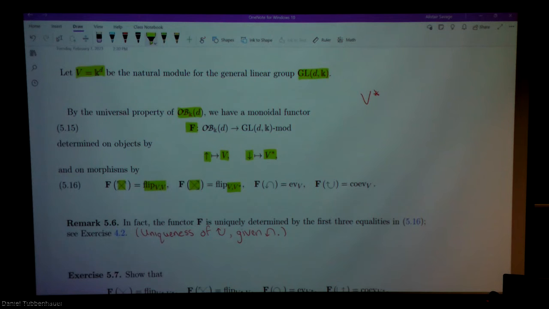And we saw this before when we did the example of duals. The left cap is sent to the evaluation map, and the left cup is sent to the co-evaluation map, right? So we saw those before. And that's all I need to do to specify it, because those are the generating morphisms. I don't need to tell you what it does on the right cap and cup or any of the other crossings, because it's uniquely determined by these ones.